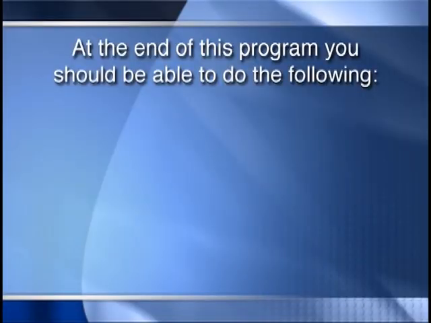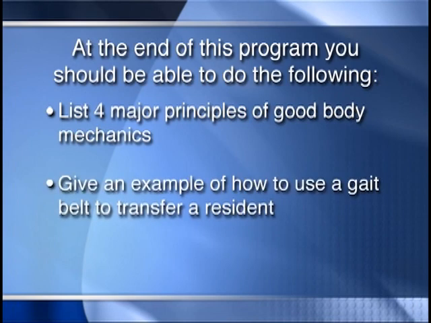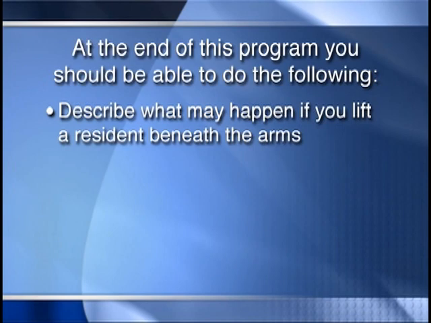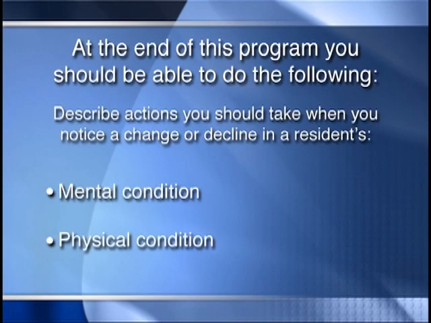At the end of this in-service, you should be able to list 4 major principles of good body mechanics, give an example of how to use a gait belt to transfer a resident, describe how to use a gait belt to help a resident walk, describe what may happen if you lift a resident beneath the arms, explain when a mechanical assist device should be used, and describe the action you should take when you notice a change or a decline in a resident's mental or physical condition.